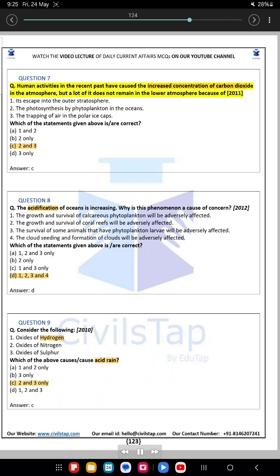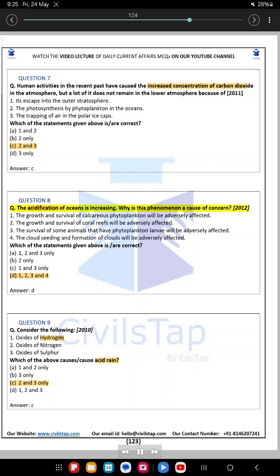Question 7. Human activities in the recent past have caused the increased concentration of carbon dioxide in the atmosphere, but a lot of it does not remain in the lower atmosphere because of: 2011. 1. Its escape into the outer stratosphere. 2. The photosynthesis by phytoplankton in the oceans. 3. The trapping of air in the polar ice caps. Which of the statements given above are correct? A. 1 and 2. B. 2 only. C. 2 and 3. D. 3 only. Answer C.